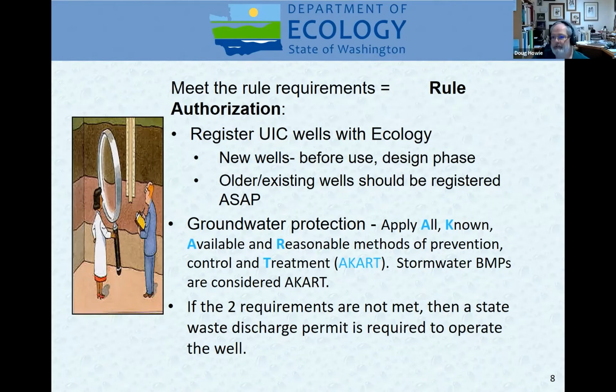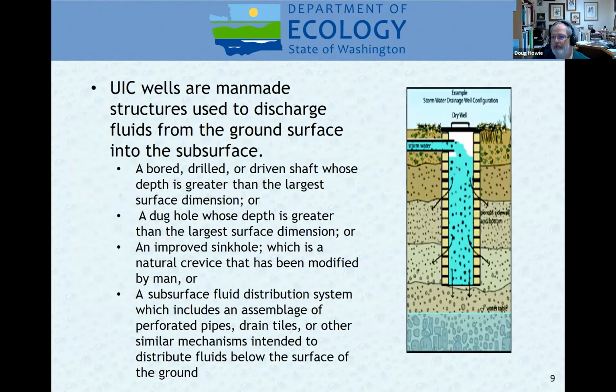So what are UICs? A bored, drilled, or driven shaft whose depth is greater than the largest surface dimension, dry wells. Catch basins that have no bottom on them, but that are deeper than the 2x2 size of the top. A dug hole can be done that way. An improved sinkhole is that way. Now, this fourth bullet is a bullet unto itself. It doesn't have these dimensional requirements. It's essentially an infiltration trench.